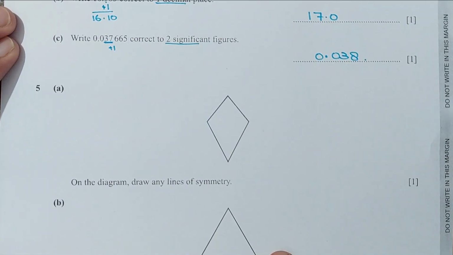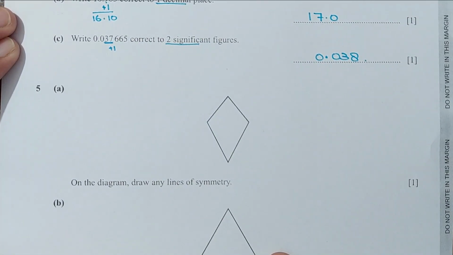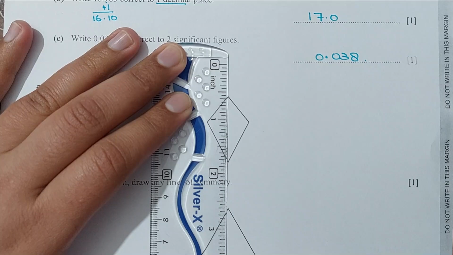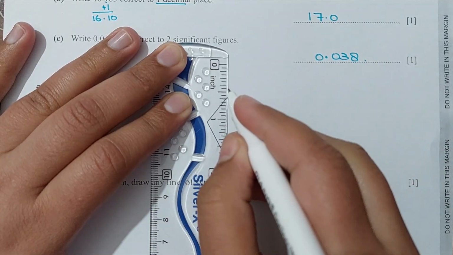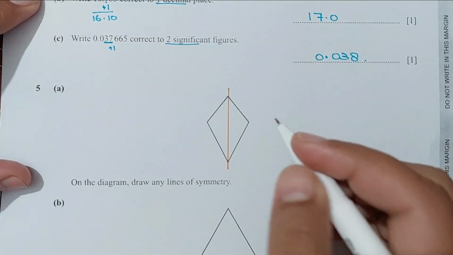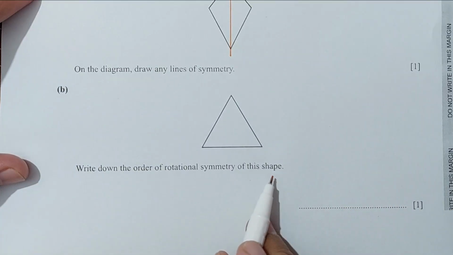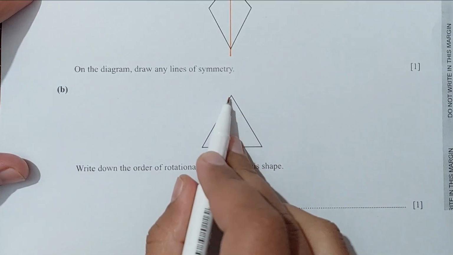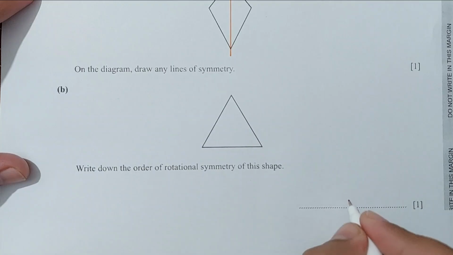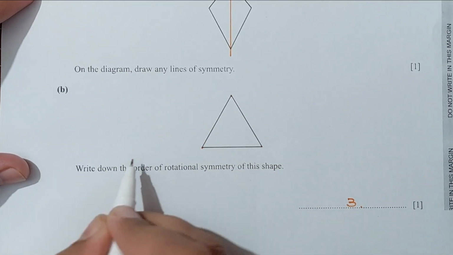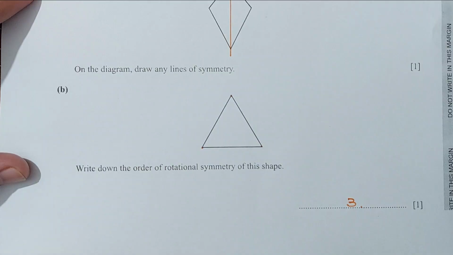Question number 5, part A. On the diagram, draw any line of symmetry. It's a kite. This makes two identical shapes. This is a line of symmetry. Part B, write down the order of rotational symmetry of this shape. It's a triangle. It has 3 sides. It has order of rotational symmetry 3. Rotate from this point, or this point. It has a rotational symmetry of 3.